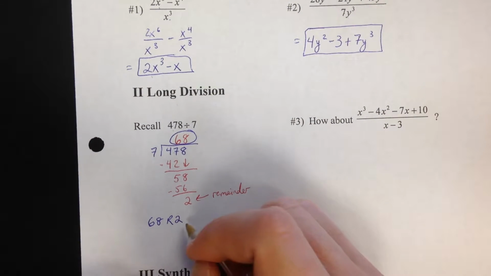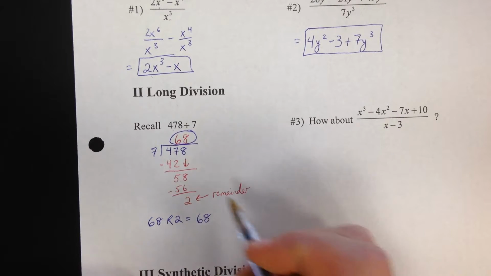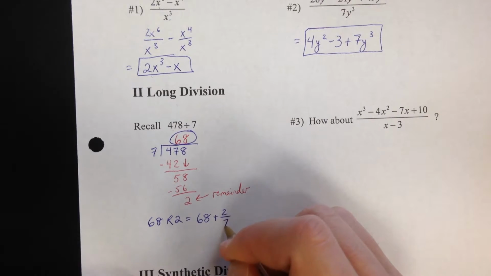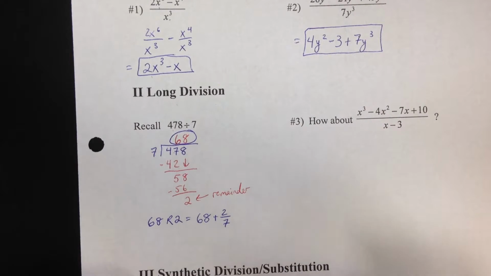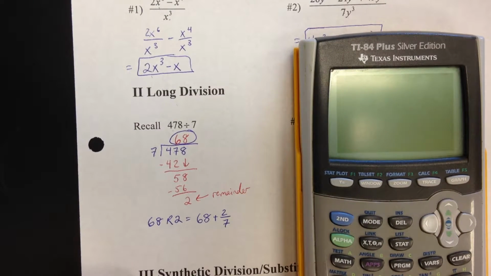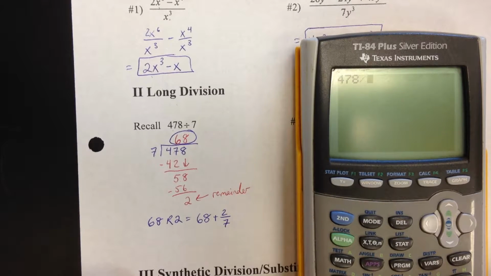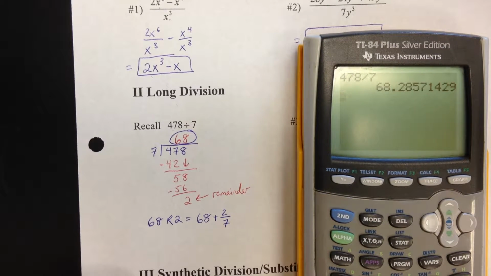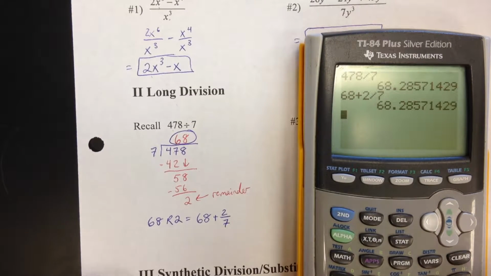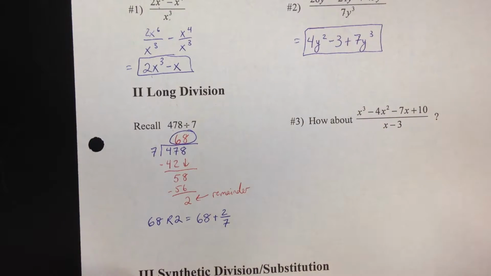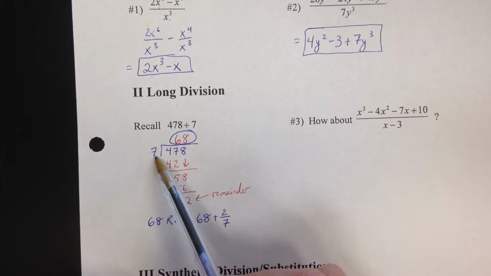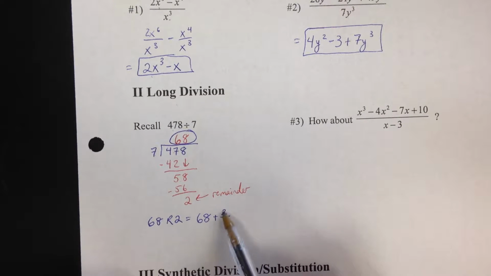I'm going to write that differently. I'm going to write it as 68. Now I still have the 2 left over, and it's being divided by the 7. So it's 68 plus 2/7, or 68 and 2/7. And just to show you, if we do 478 divided by 7, we get a decimal. And if I do 68 plus 2/7, I get the same decimal. Okay, so that's correct. So what I do at the end there is I take my remainder and I divide it by the divisor, which is 7, and I write that 68 plus 2/7.